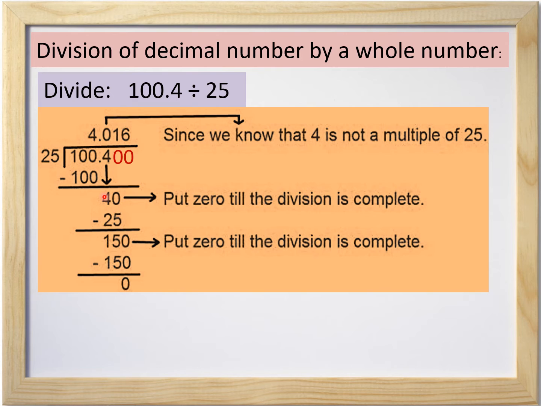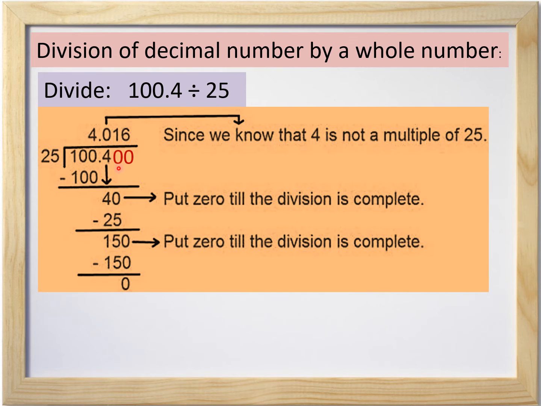So it is not divisible. So we will put 0. We have to put 0 in the quotient. That is, after the decimal point, we will put 0 in the quotient. And then we will add zeros in the dividend. We know, children, that after the decimal point, we can add as many zeros as we want.